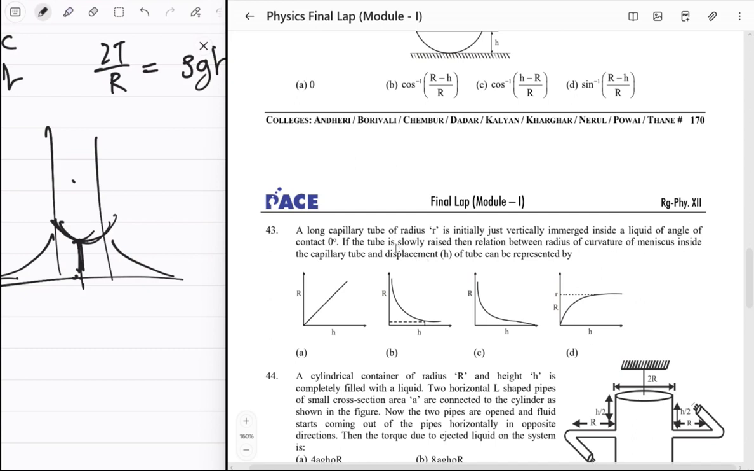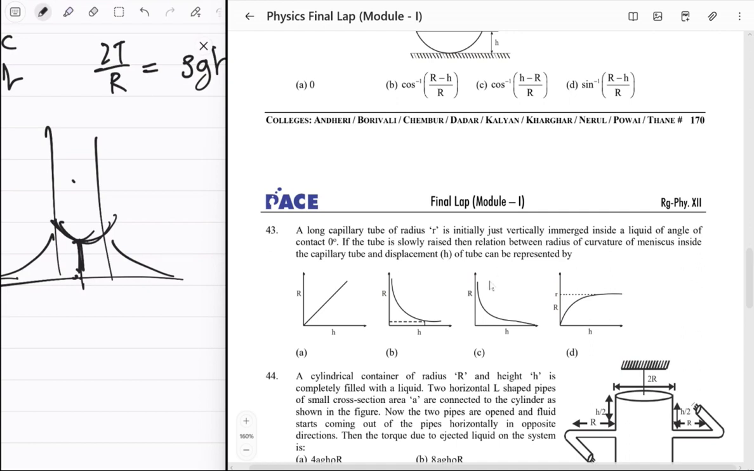The tube is slowly raised, and the relation between the radius of curvature of the meniscus inside the capillary tube and displacement h. Of course, like this. If you want this to be zero, then R must be what? Infinity, a flat surface, as you go up. Makes sense. So at least for big enough values of h, it's going to work like that.